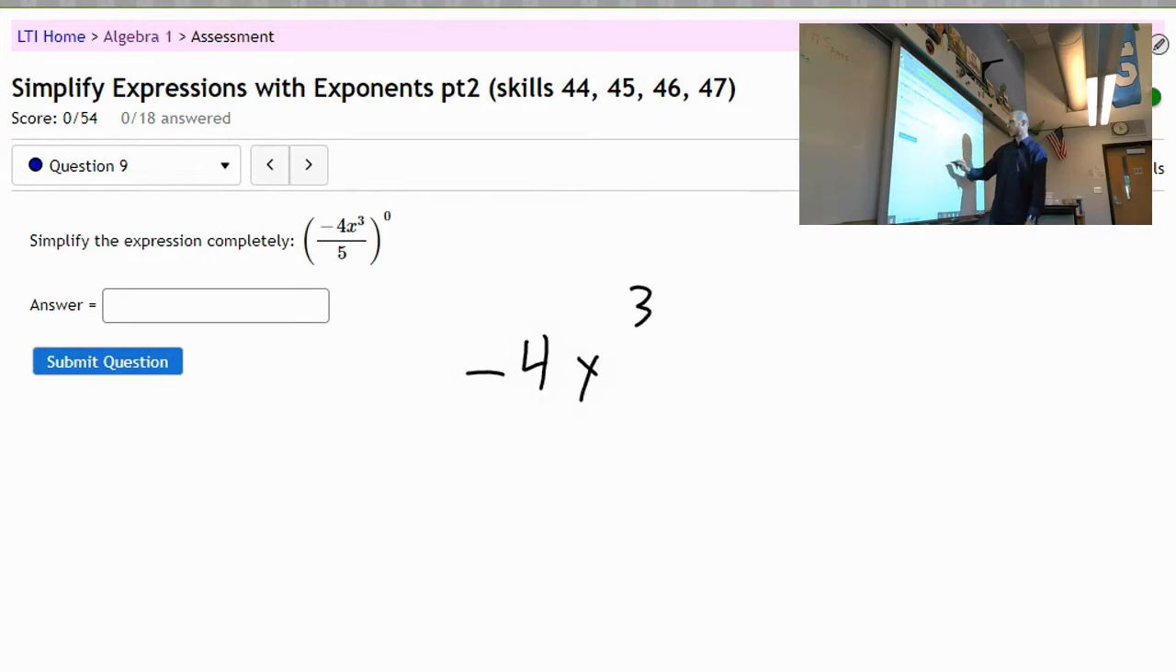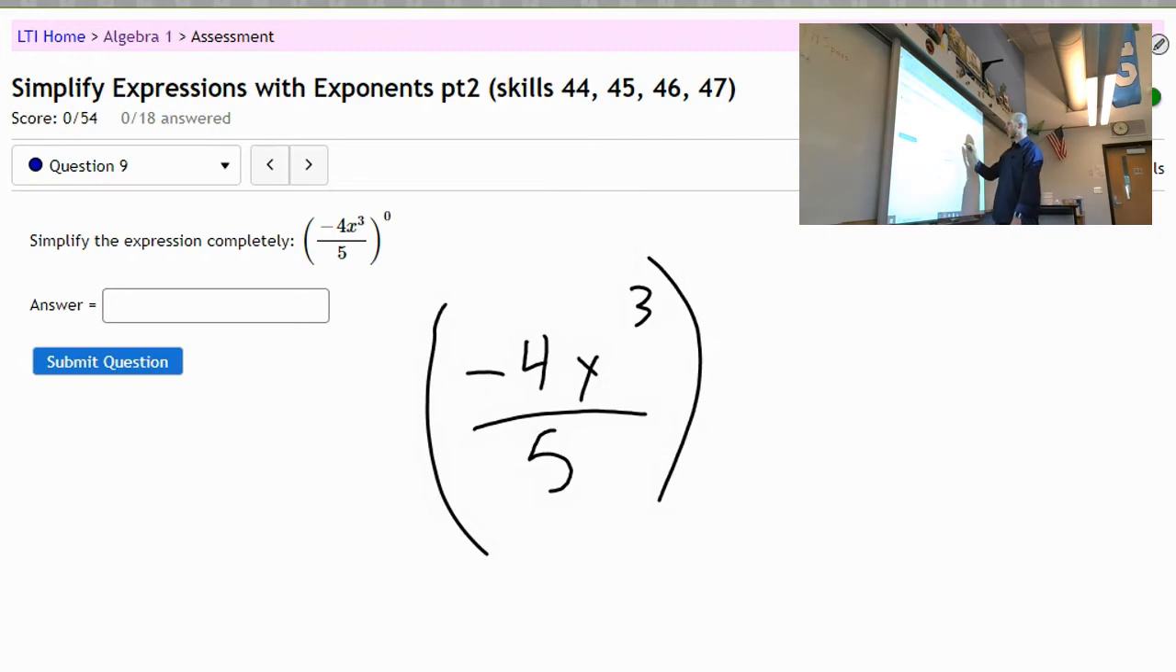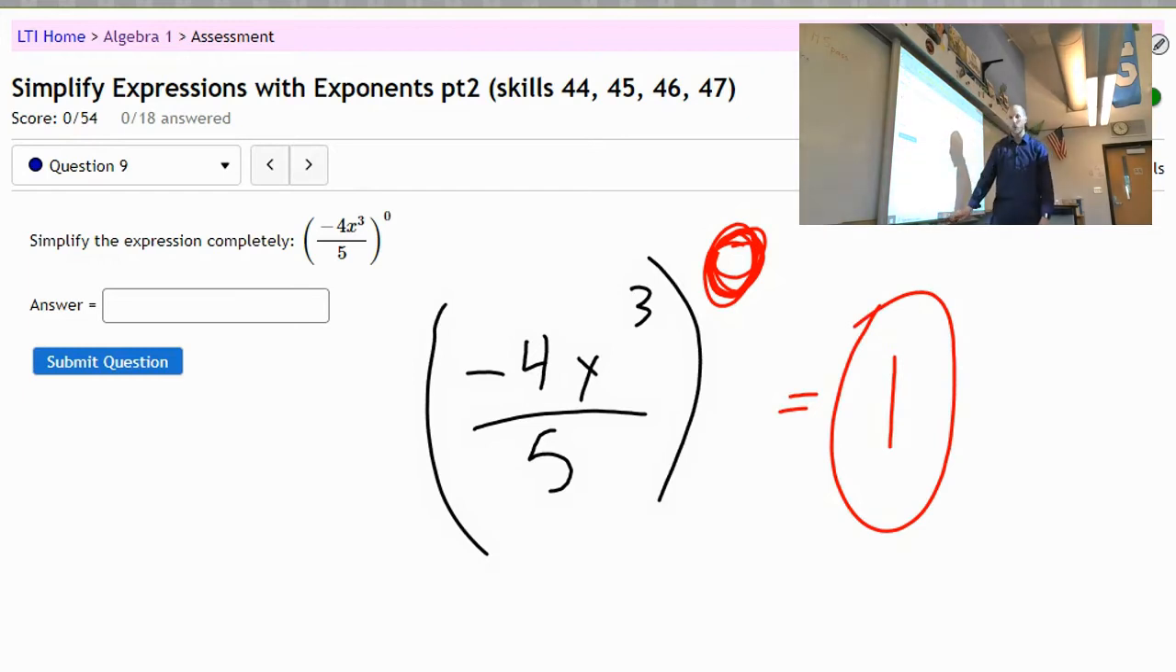Negative 4 x to the power of 3 all over 5, inside this giant set of parentheses, raised to the power of 0. I don't need to pay attention to anything inside the parentheses because anything to the power of 0 equals 1. And this whole entire problem is raised to the power of 0. Final answer, 1.